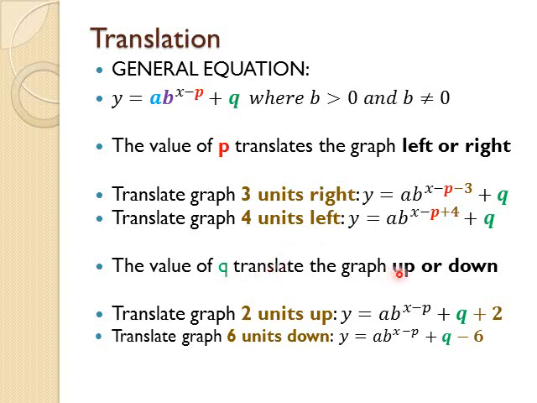If we translate up or down, then we use q. So if I say 2 units up, where q is, I'm going to write plus 2. If I say 6 units down, negative 6.